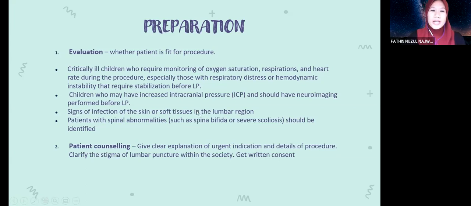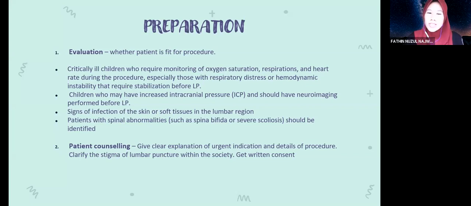Okay, and after evaluating and we see that the patient is suitable for a lumbar puncture, we should proceed with counseling the patient and also the parents. Now, we are very well aware that in our society, the Malay, there is a stigma surrounding us in which if we do LP, we will be paralyzed afterwards. So that is absolutely not correct. So we have to give a clear explanation to the patient and clarify that it is a myth.